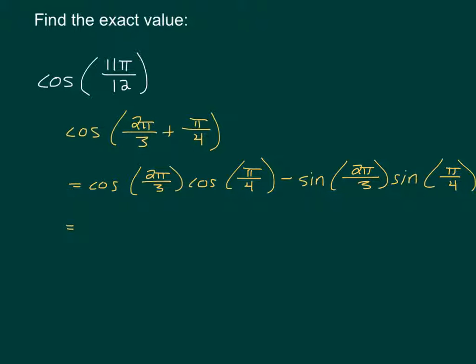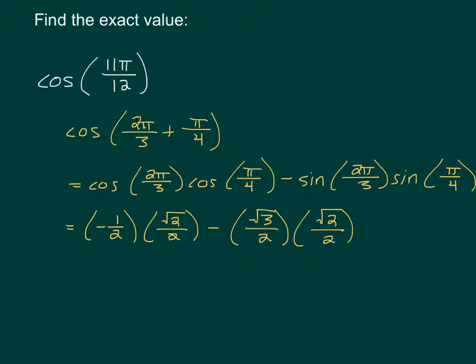Cosine of 2 pi over 3 is negative 1/2. Cosine of pi over 4 is root 2 over 2, minus sine of 2 pi over 3, which is root 3 over 2. Sine of pi over 4 is root 2 over 2, so we get negative root 2 over 4, minus root 6 over 4, giving us negative root 2 minus root 6 all over 4.